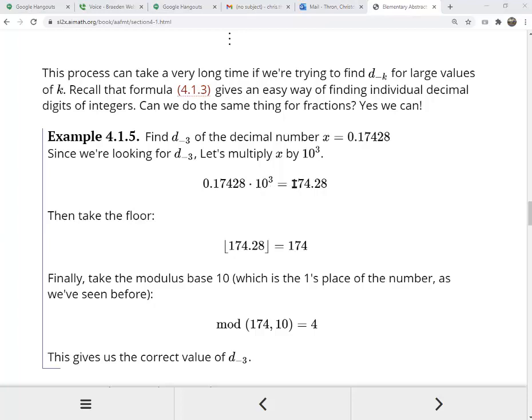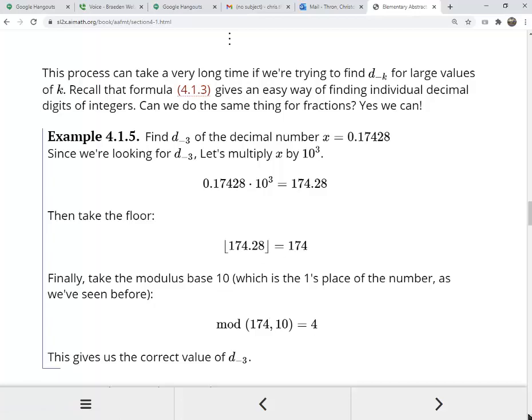All right, now if I do that, then I get this number 174.28. Now notice the ones digit here is exactly the digit I want, but I don't want the 17. Okay, but we know how to deal with that. We can get rid of the 0.28 by taking the floor, so that will take off the 0.28. We can get rid of the 17 by taking the remainder of this number mod 10. All right, so that gets the digit d minus 3.